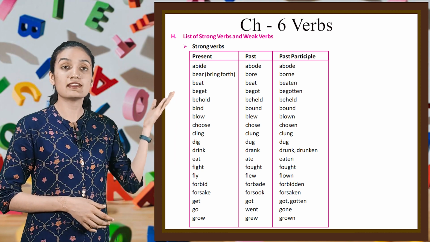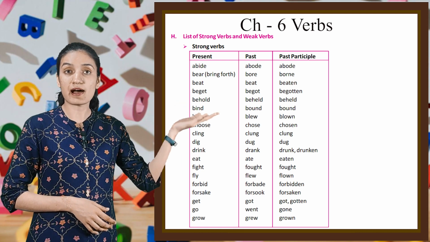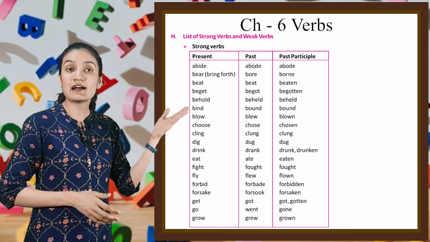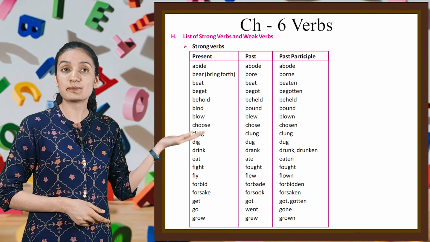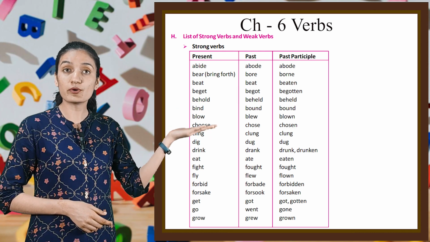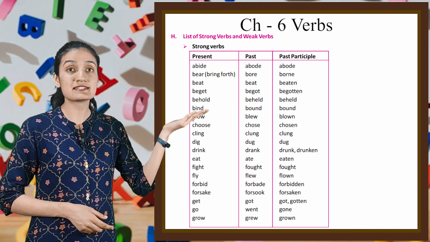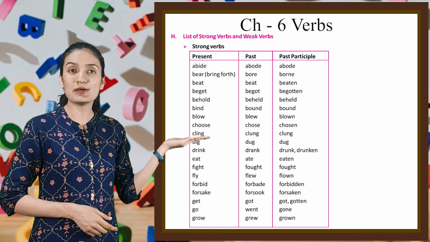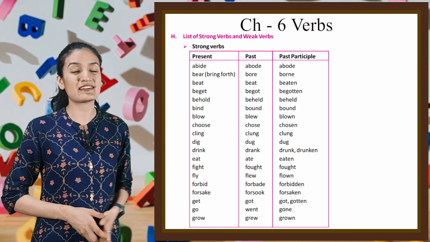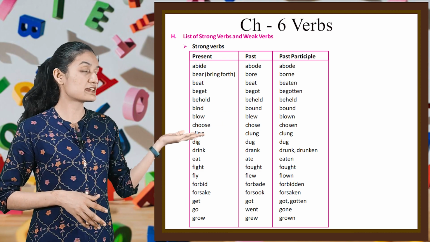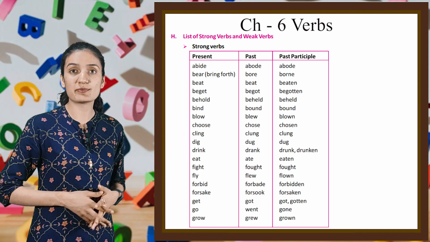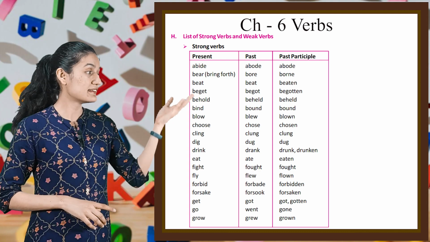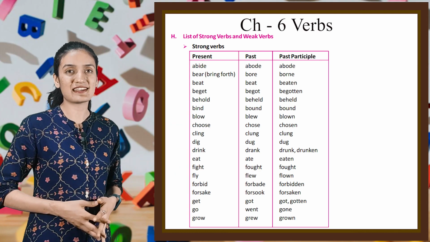Now here you can see the table of present, past, past participle. Abide, abode, abode. Bear, bring forth, bore, born. Beat, beat, beaten. Behold, beheld, beheld. So in this way, you can understand the past and past participle form of strong verbs. So kids, read them carefully and learn them.